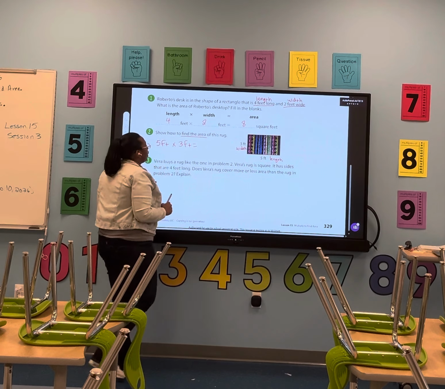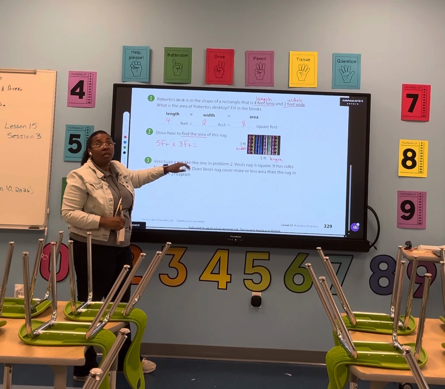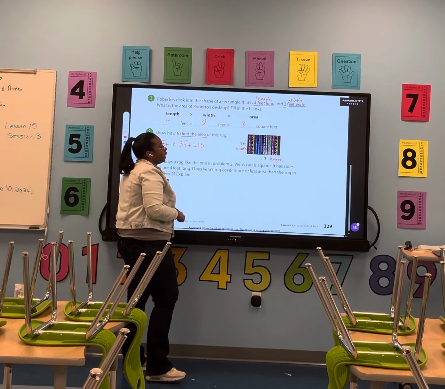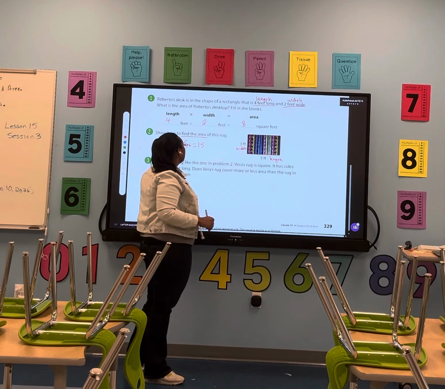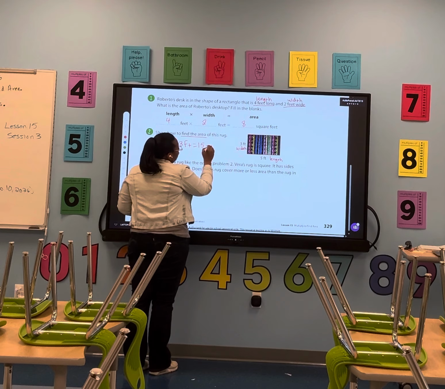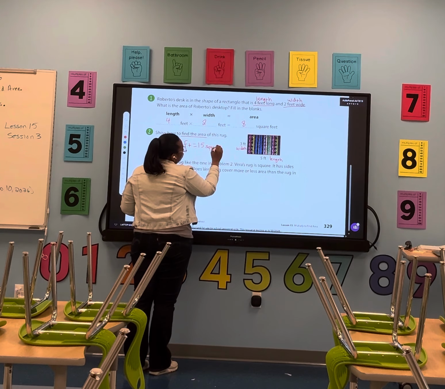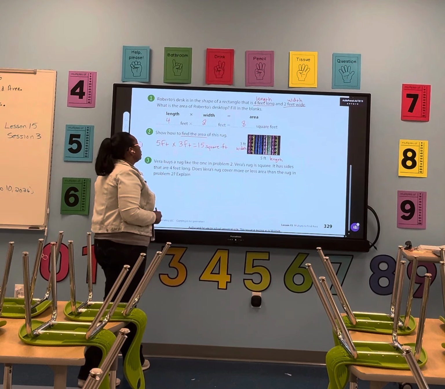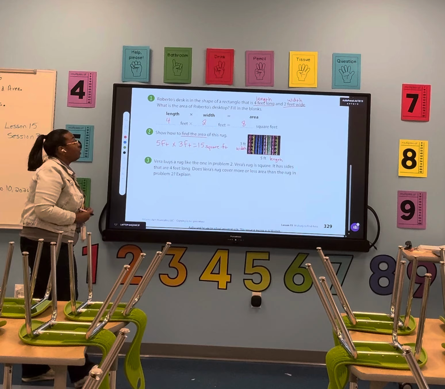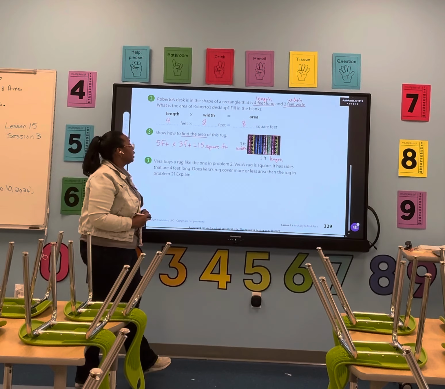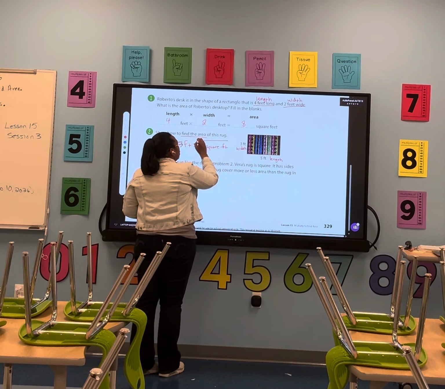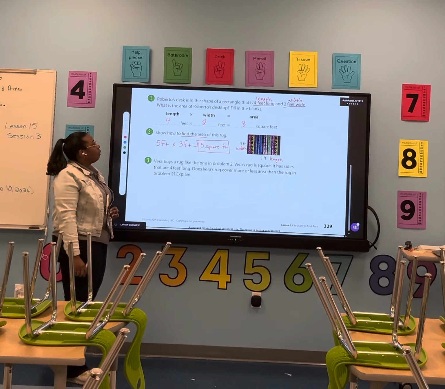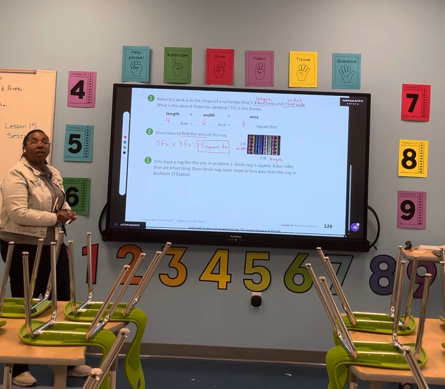When I multiply 5 times 3, that is 15. And because this is area, and we're looking at how much space this rug covers, it is square. Make sure we use our special word, square, and then feet. All right, that would be the area of that rug, 15 square feet. And I can put it in a box just so that you know that is our answer. Okay, let's go ahead and go to number 3.